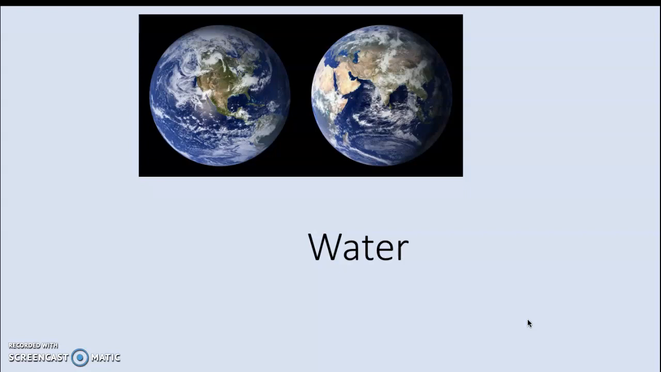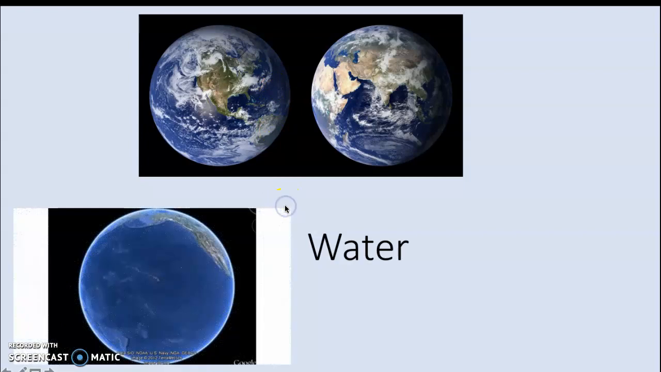This will be the first concept that we'll touch on today. We're going to talk about water. Okay, what about water? Water is ubiquitous on the planet Earth. That's a big word that means it is everywhere. When we look at our planet from outer space, we very much live on a water planet.